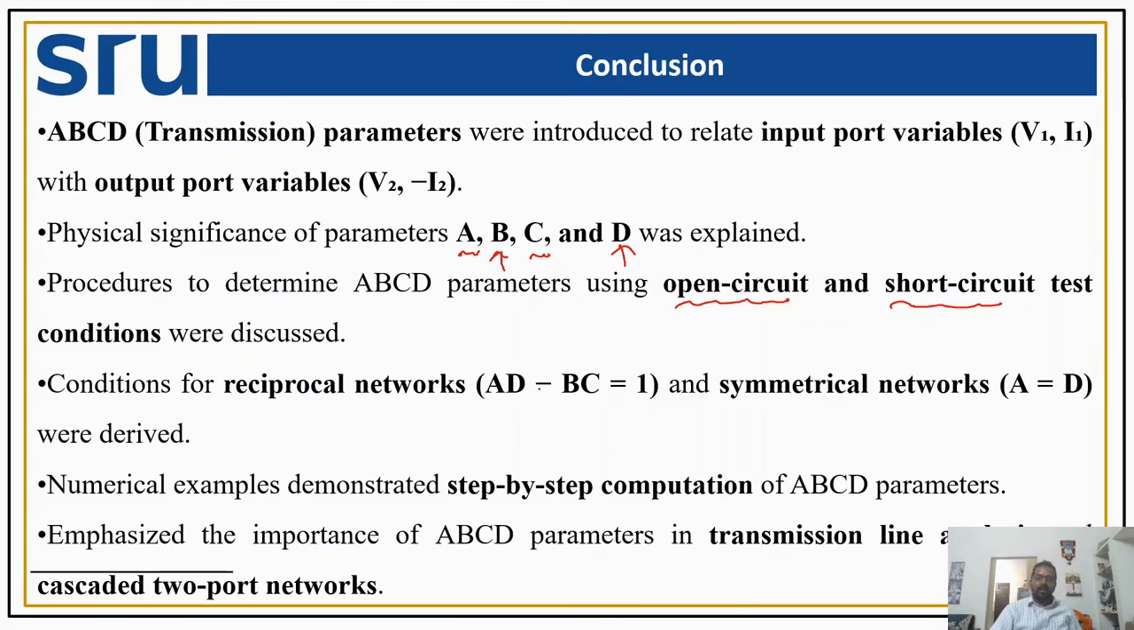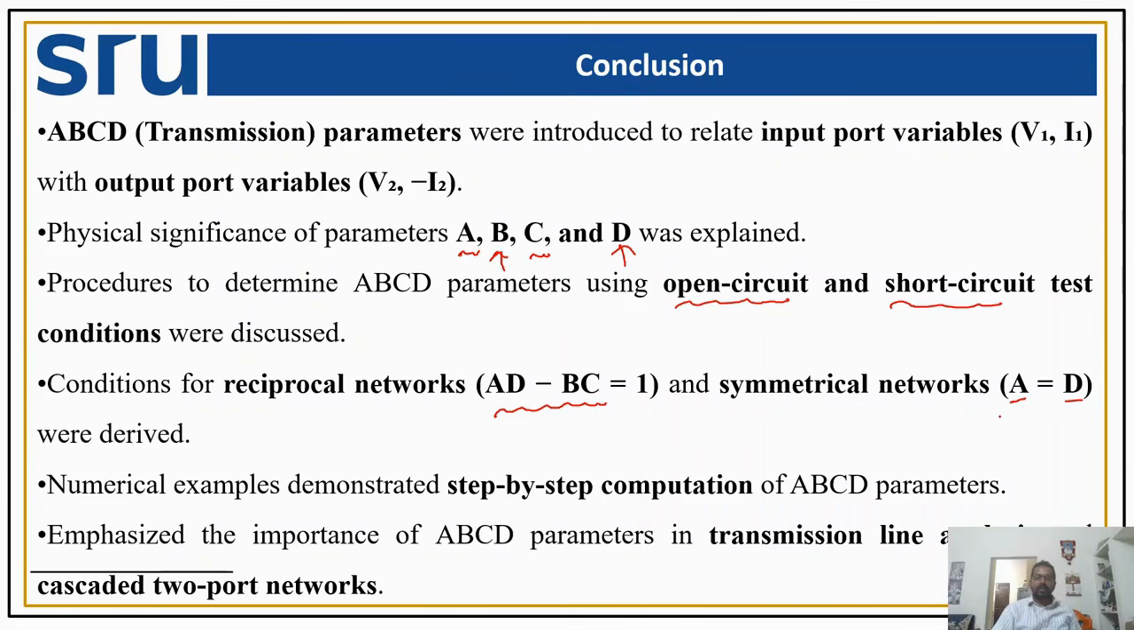And we have seen that a network is said to be reciprocal if the determinant of the T matrix is equal to 1, that is AD minus BC equal to 1, and we say the circuit is symmetrical if A is equal to D.